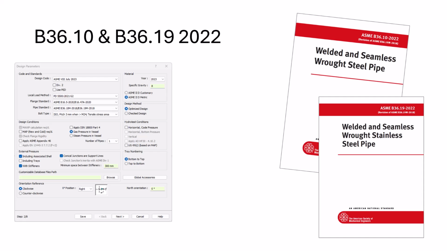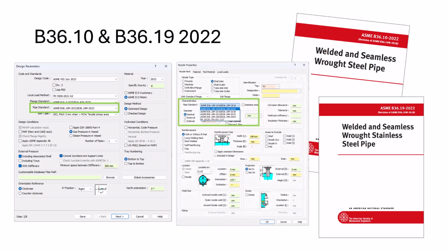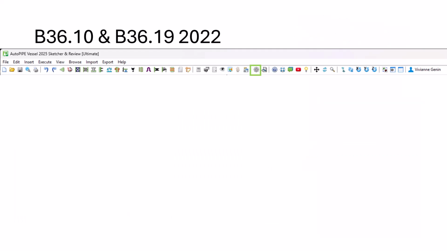Piping dimensions according to ASME B36.10 and B36.19 have been updated to the 2022 revision. You can find it in the Design Parameters dialog as well as in the Nozzle Properties window. As a reminder, those properties are input and read from a customizable file.